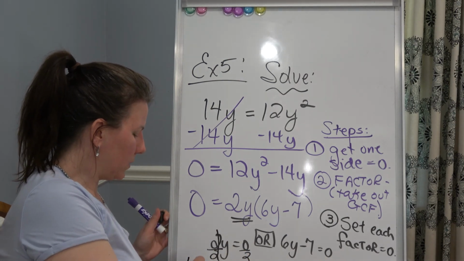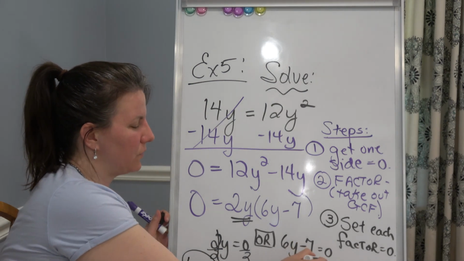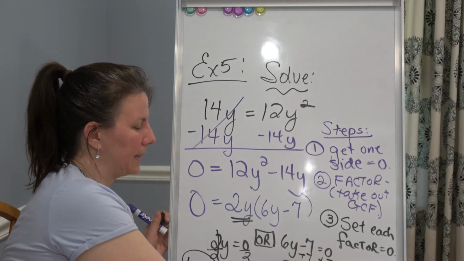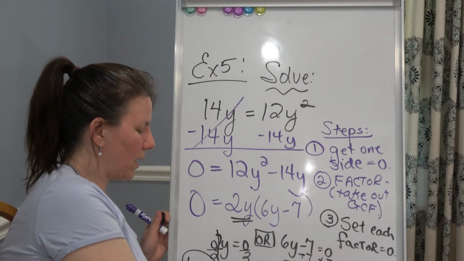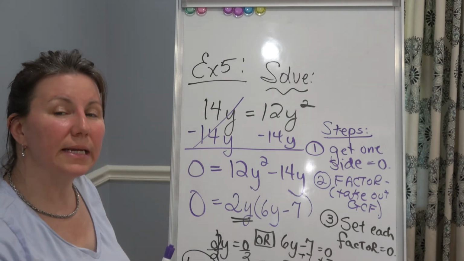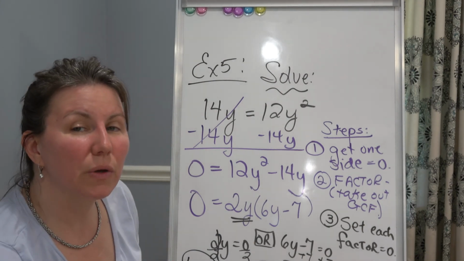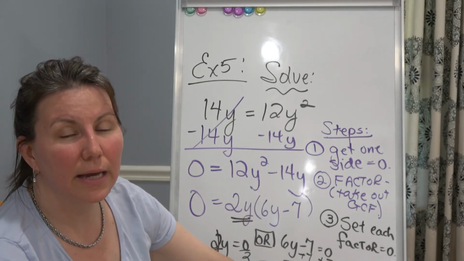Okay. So when you have 2y equals 0, you're going to divide both sides by 2, and you're going to get y equals 0. And then here you'd have to add 7 first, and divide both sides by 6 to get y equals 7/6. So you're going to get 2 answers for most of these when you do a quadratic equation. Not 100% of the time, but the majority of times.